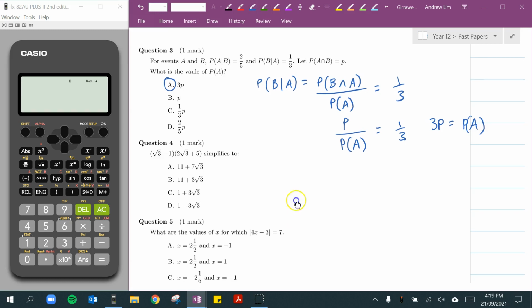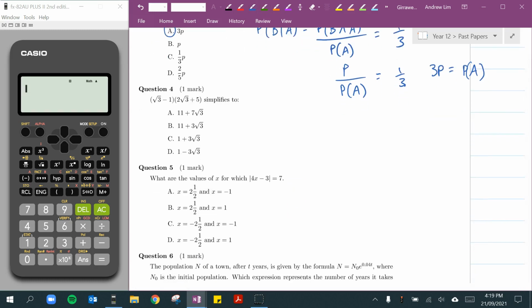Okay, question 4. Root 3 minus 1 times 2 root 3 plus 5 simplifies to 2 times root 3 times root 3 is 2 times 3, which is 6. Root 3 times 5 is 5 root 3. We've got minus 2 root 3 minus 5. This simplifies to 1 plus 3 root 3. C.